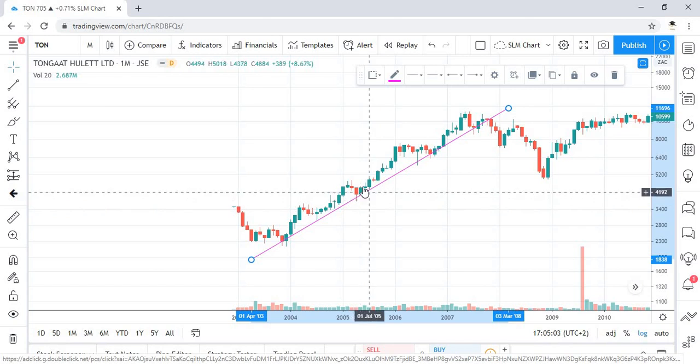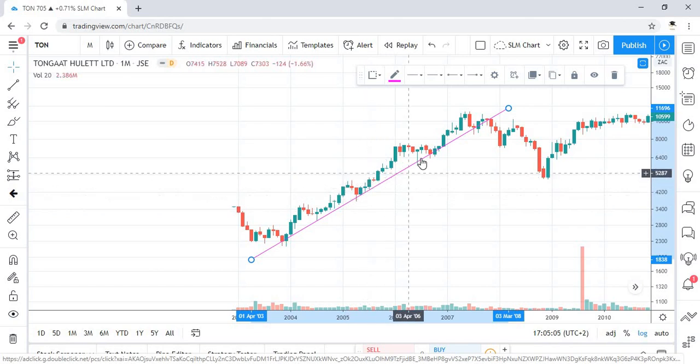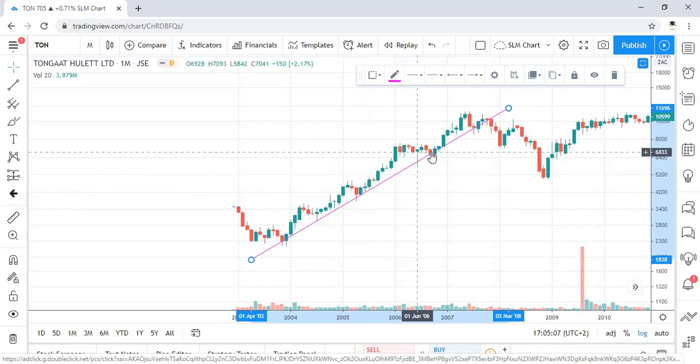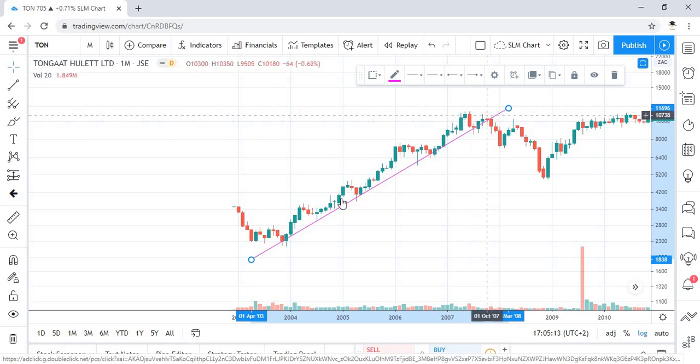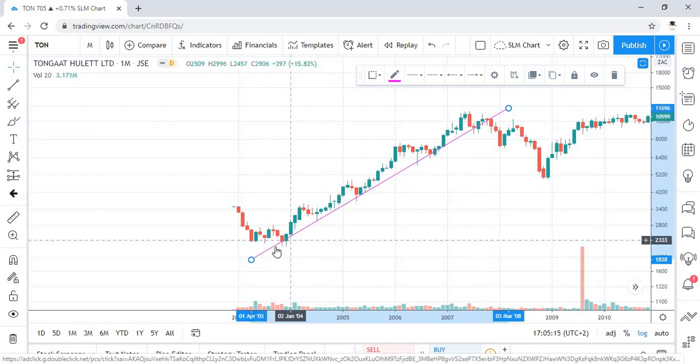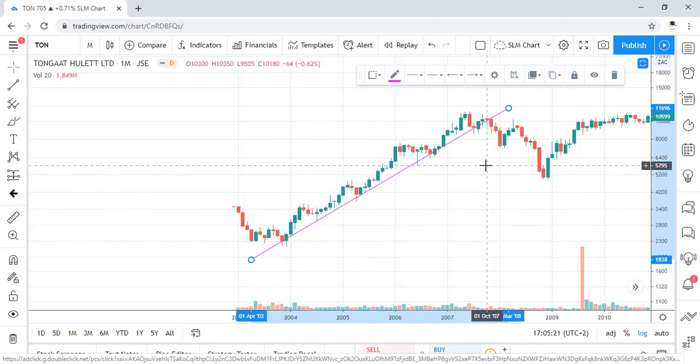Then it gets touched by the tail of a green candle, of another green, of a red candle, and then more green and red as it goes. So as you can see, this chart sustained price from November 2003 all the way up to October 2007.